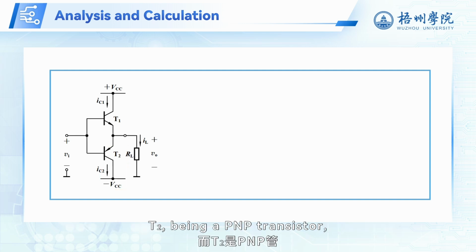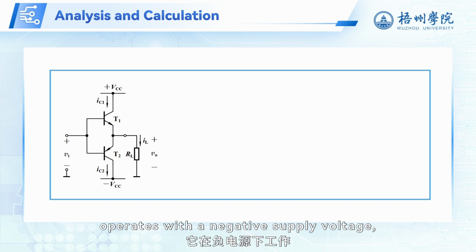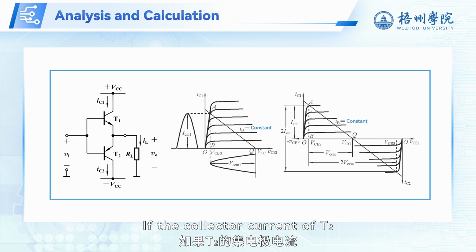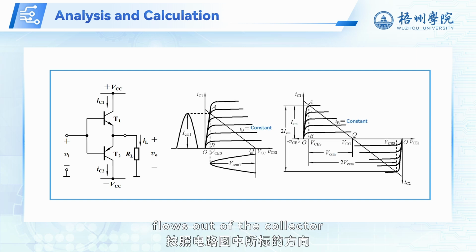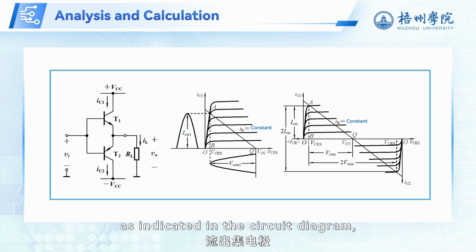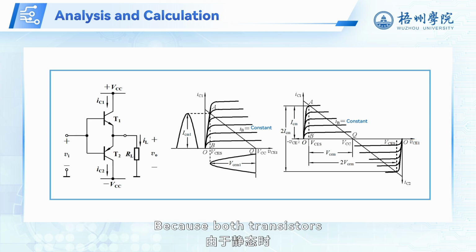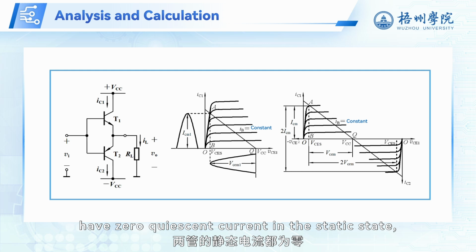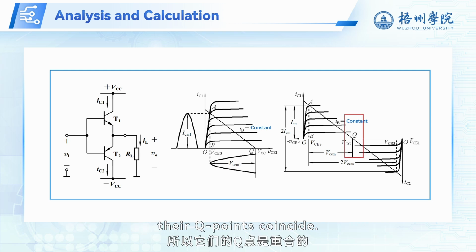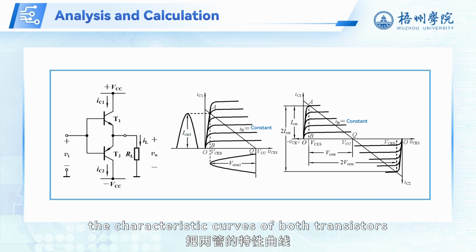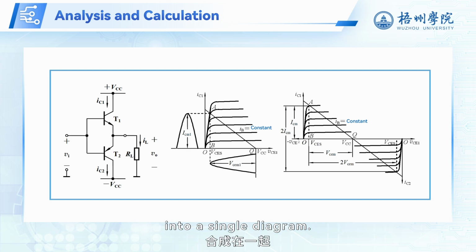T2, being a PNP transistor, operates with a negative supply voltage, and its characteristic curves lie in the third quadrant. If the collector current of T2 flows out of the collector as indicated in the circuit diagram, then the coordinate axis for IC2 points downward. Because both transistors have zero quiescent current in the static state, their Q points coincide. This allows us to combine the characteristic curves of both transistors into a single diagram.